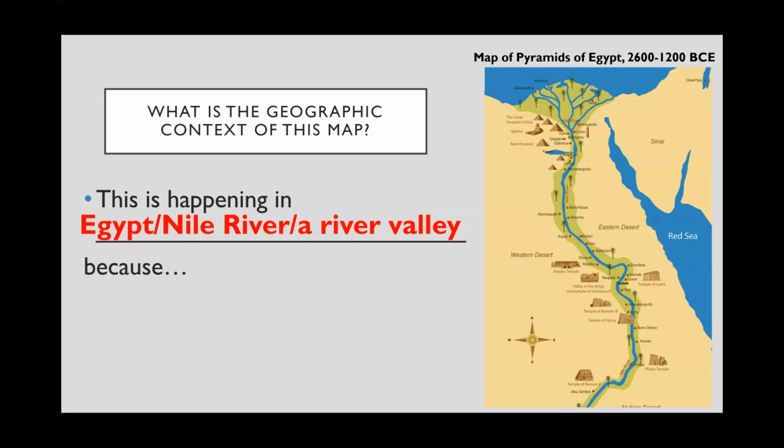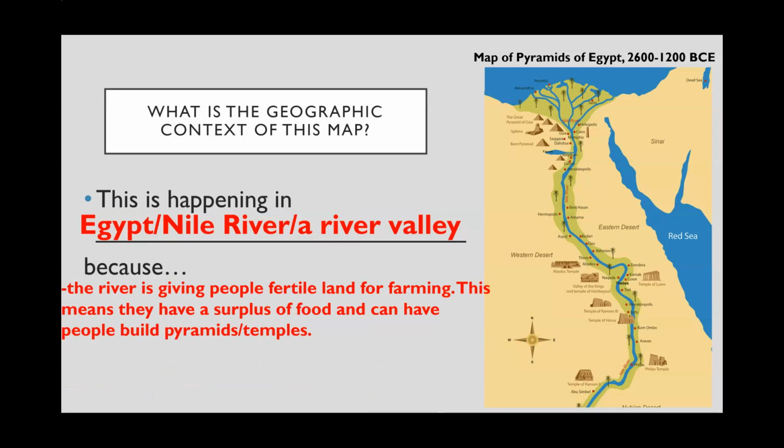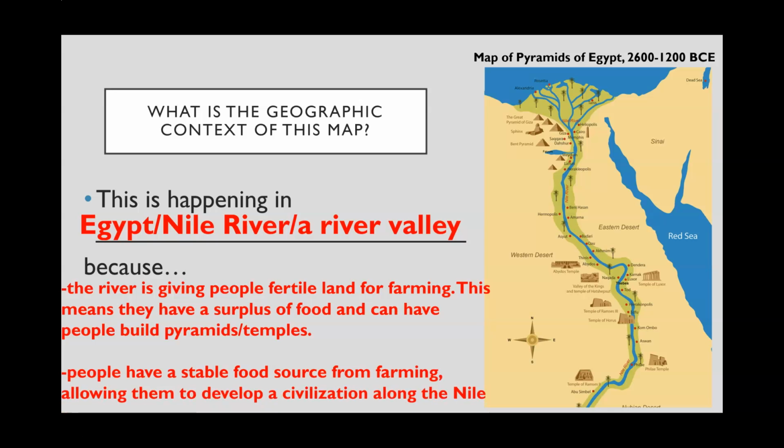And then you have to add the why. So because why? And there's lots of different options you can give for this. So here are 2 sample answers. So you could say because the river is giving people fertile land for farming. This means they have a surplus of food and can have people build pyramids and temples. You could also say people have a stable food source from farming, allowing them to develop a civilization along the Nile.